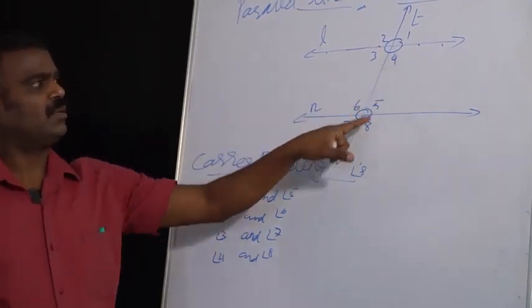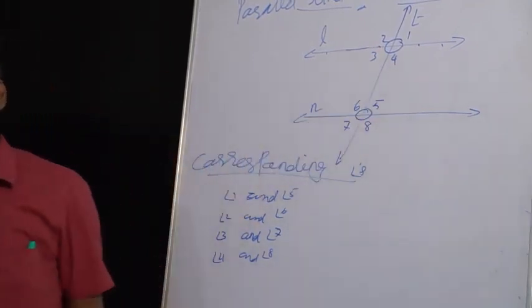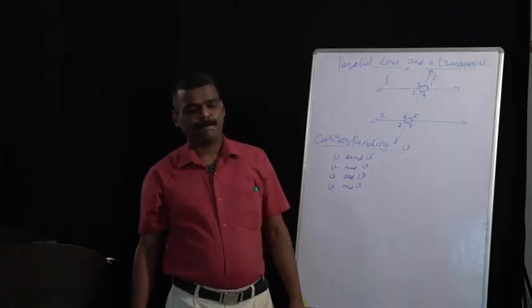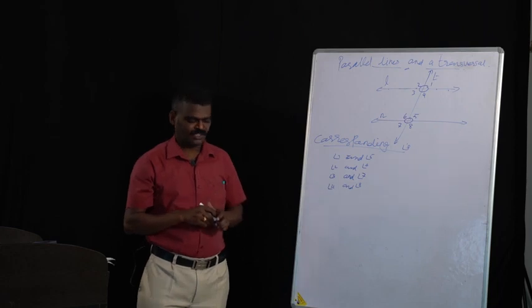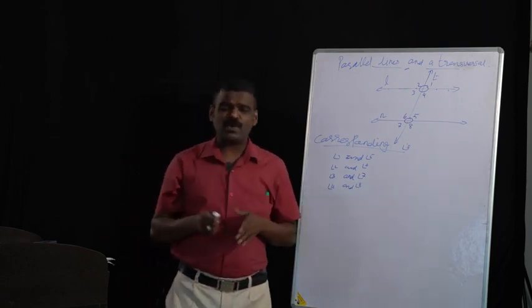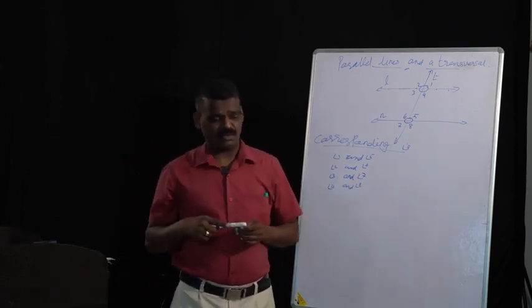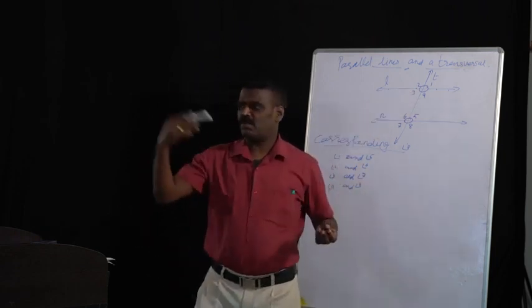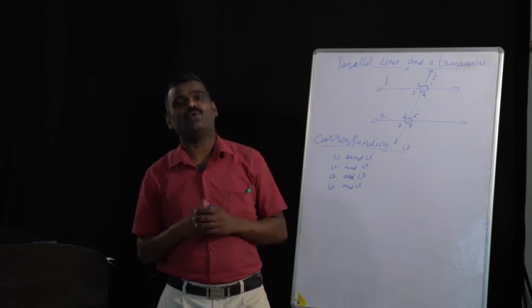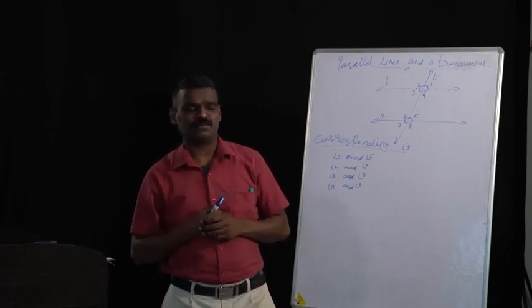On the right side, both are below the parallel line. So 4 and 8 are also which ones? All corresponding angles. Now, these corresponding angles are always equal. Always equal. Why? The eldest one of one family and the eldest one of another family must be equal. Then only they can fight each other.